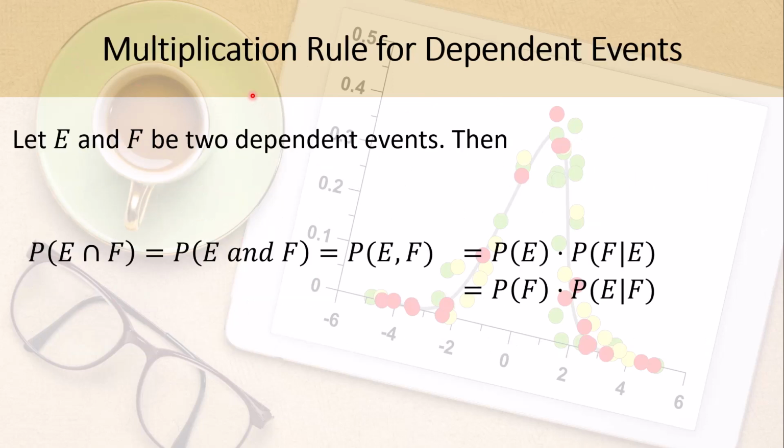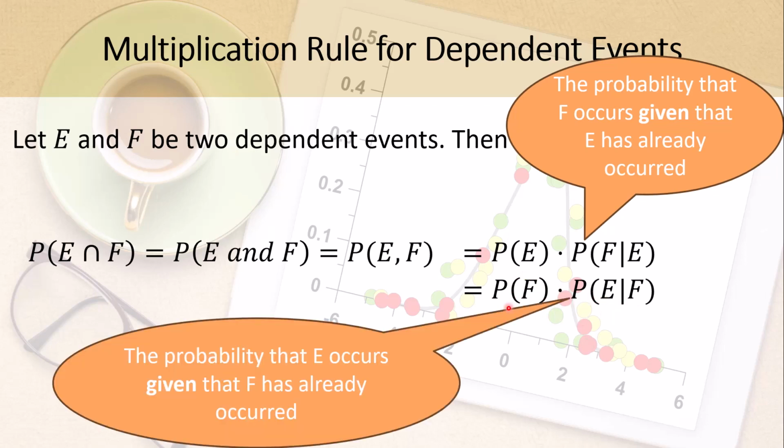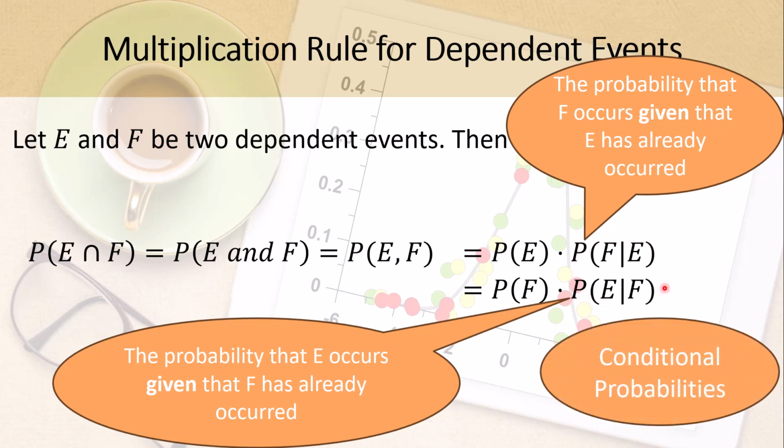And this is our multiplication rule for dependent events. Let's let E and F be 2 dependent events. Then the probability of their intersection, which is the same thing as the probability of E and F occurring, also known as the joint probability of E and F, can be written as the probability of E times the probability of F, given that E has already occurred. We call that a conditional probability. Or it can be written as the probability of F times the probability of E given that F has already occurred. These two terms here are what we call conditional probabilities.